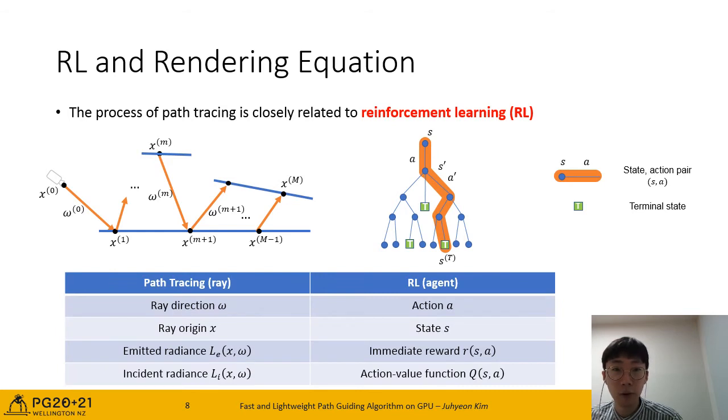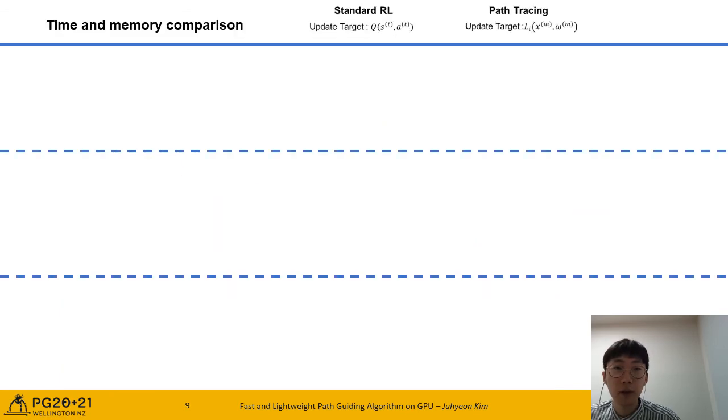Ray direction and ray origin correspond to action and state in RL. Emitted radiance can be thought of as an immediate reward in RL. The incident radiance is evaluated as an expected accumulated emitted radiance during the path. Similarly, in RL, we define the action value function, or Q function, as an expected cumulative reward. I will emphasize that incident radiance corresponds to Q function in RL. Therefore, we can make use of many RL algorithms that learn Q function to learn radiance in path tracing.